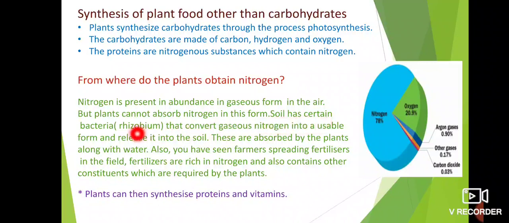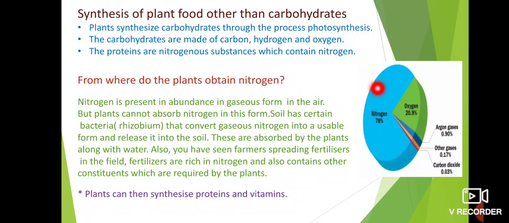Soil has certain bacteria. Those bacteria are rhizobium bacteria. These bacteria convert gaseous nitrogen into a usable form. These rhizobium bacteria which are present in the soil convert this gaseous nitrogen into usable form and release it into the soil. And it is absorbed by the plants along with water.